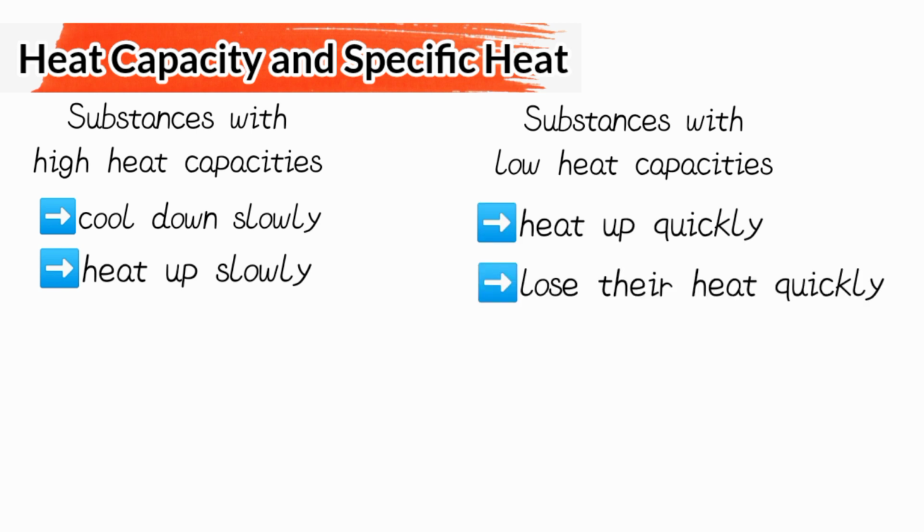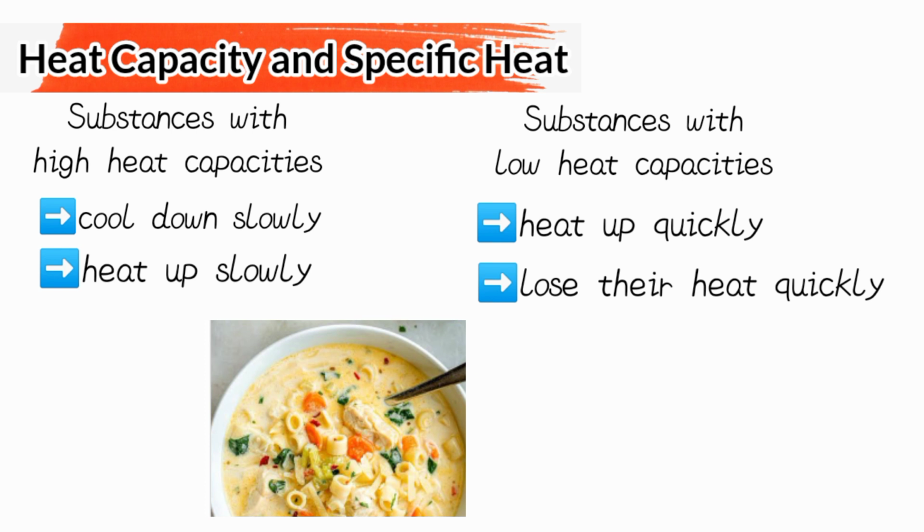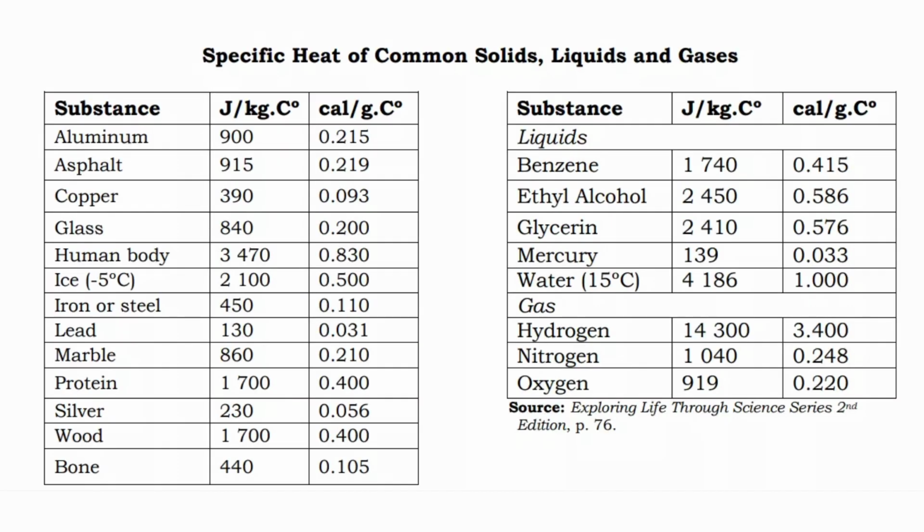For example, you're stirring a pot of soup on a stove using a metal spoon. If you leave the spoon in the pot, the spoon will be hot enough and may burn your hand while the soup will feel warm. This is because the metal spoon has a lower heat capacity than the soup. The specific heat is the amount of heat necessary to raise the temperature of 1 gram of a substance by 1 degree Celsius. The table below shows the specific heat of some common substances.